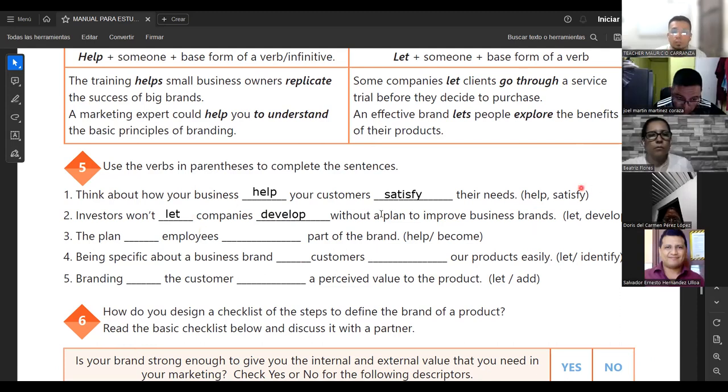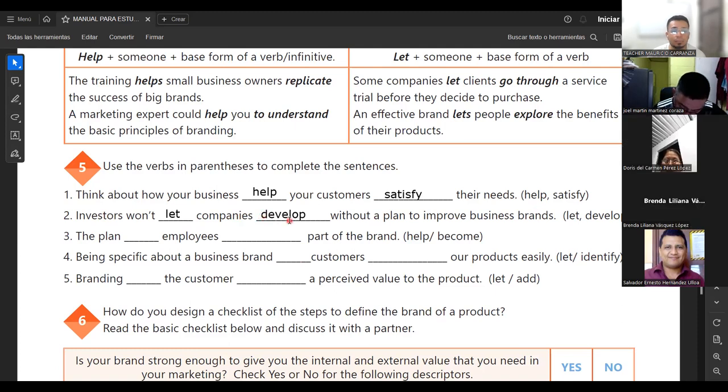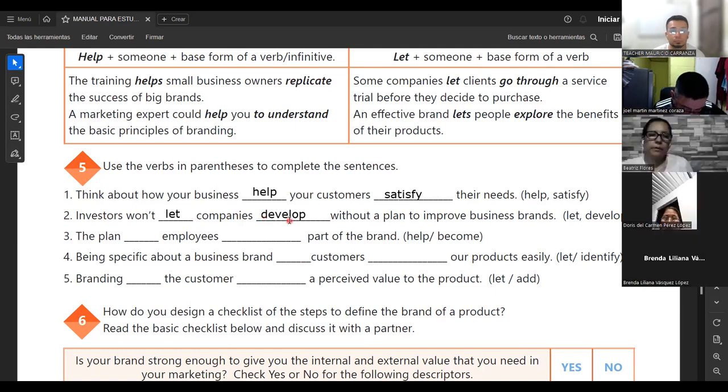Now, just repeat after me. Investors. Investors. Develop. Develop. Improve. Improve. There we go.